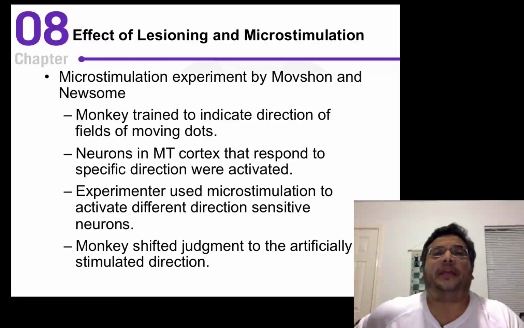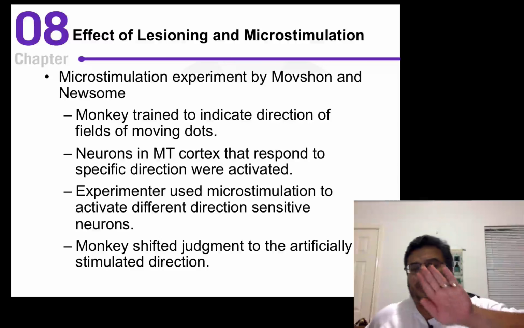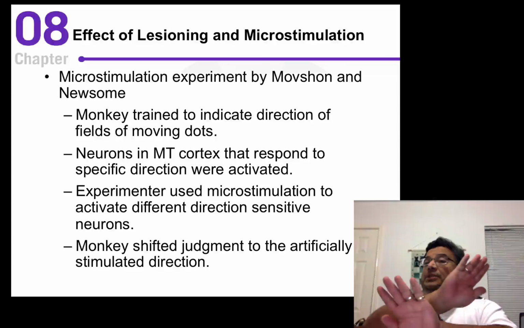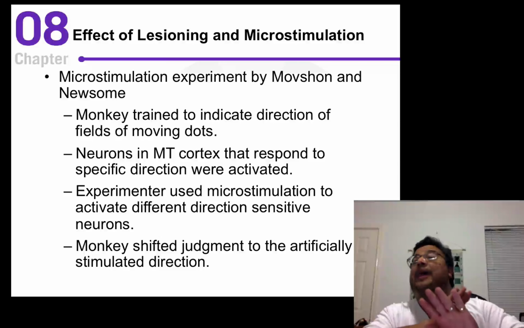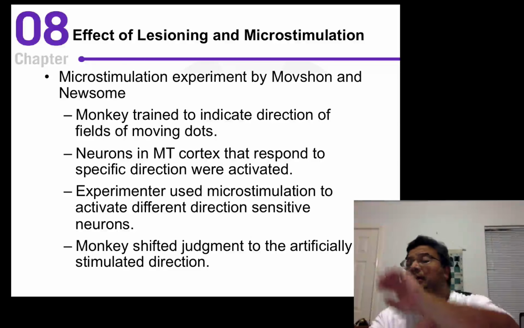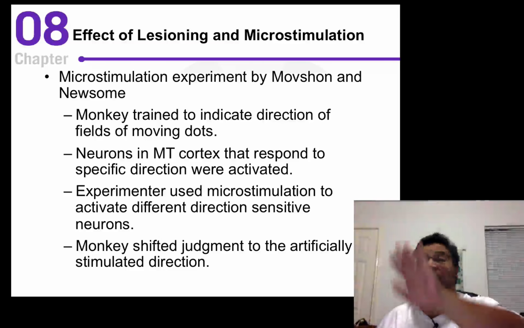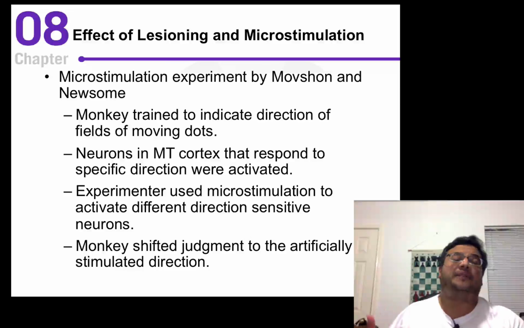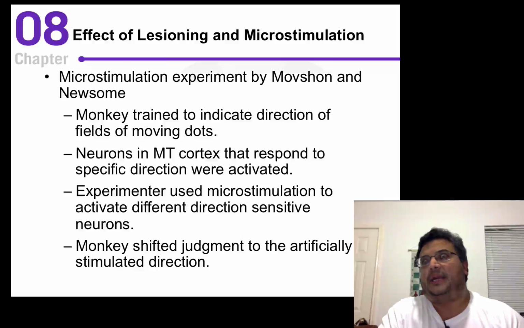So if they stimulated a part of the neurons that were activated when the dots were flowing in one direction, and let's say the dots were really flowing in another direction, well, when they stimulated the neurons that are activated when the dots flow in that direction, even if the dots are flowing in the other direction, the monkey would say no, they are flowing in the direction that the brain is being stimulated. Again, giving us some really solid evidence that the medial temporal area is critically involved in helping us to perceive motion.